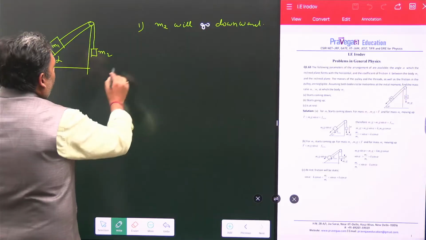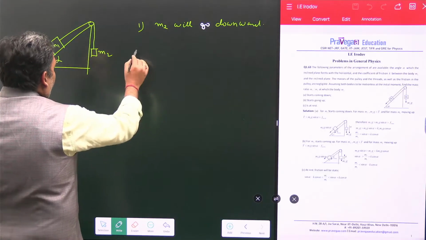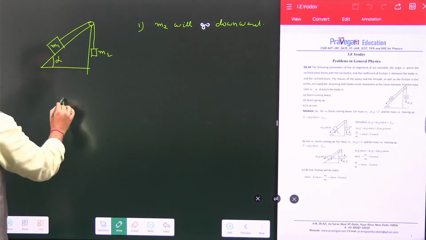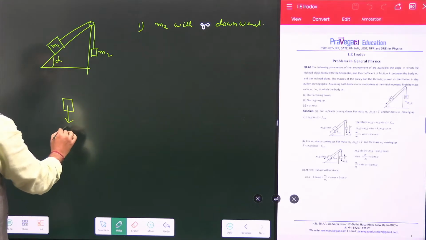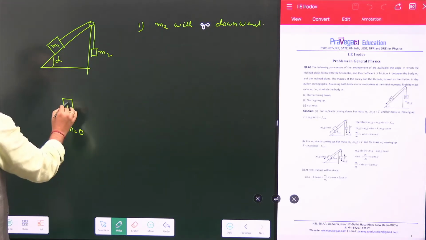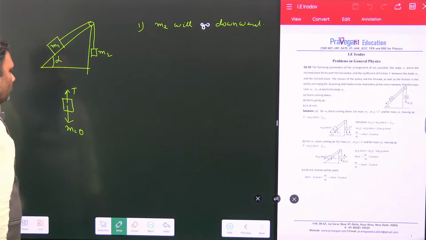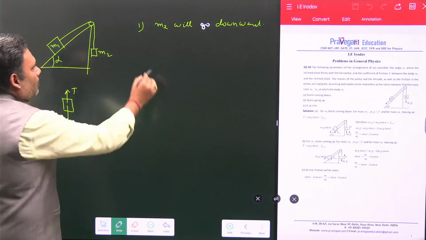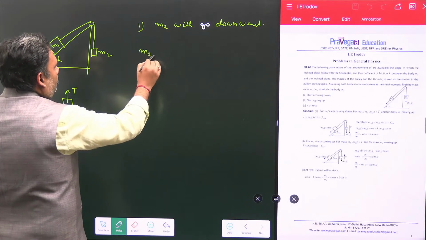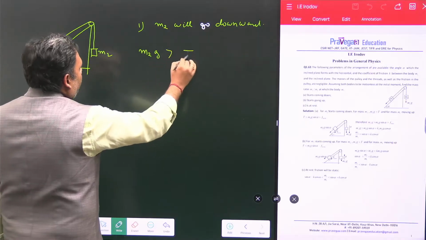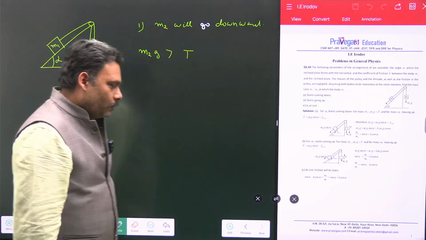So for m2, what is my free body diagram? The only forces are m2g and the tension. Only these two forces are there. So what will happen? m2g must be greater than the tension. Then only it is going down.